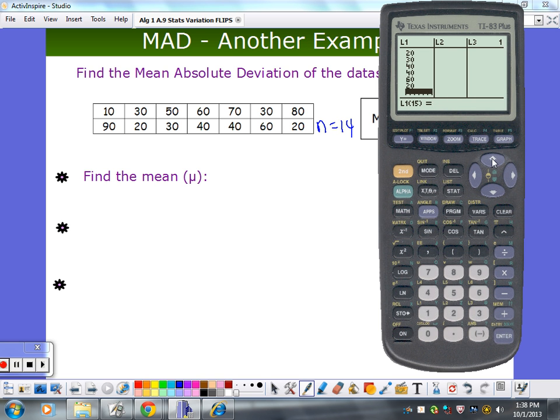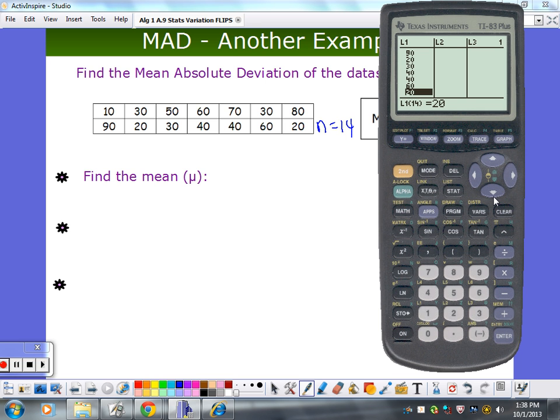Once you put your data in, remember what you do? Once your data's in. What do you do once the data's in? Not yet. Check it once, check it twice, right? Check your data. Make sure you have it in there right. That was a trick question. Yep, that's our data set.